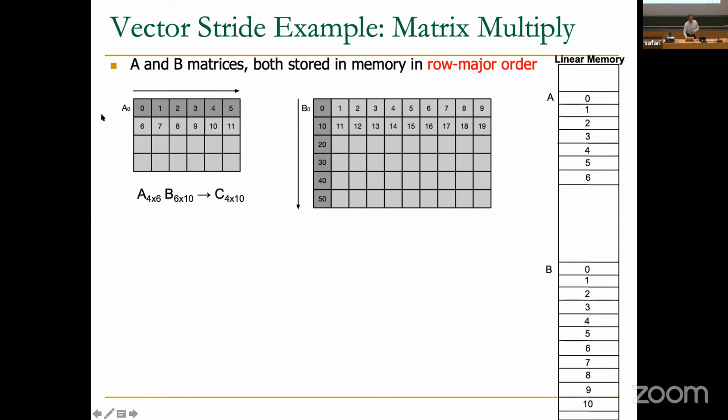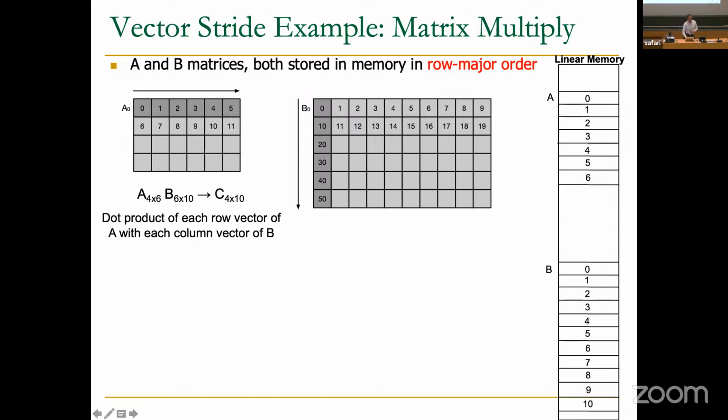So clearly, A is a 4x6 matrix, 4 rows by 6 columns. B is a 6x10 matrix, and you can multiply them because these 6s match, right? And you get a result C of 4x10. Now, let's take a look at how you would do that.